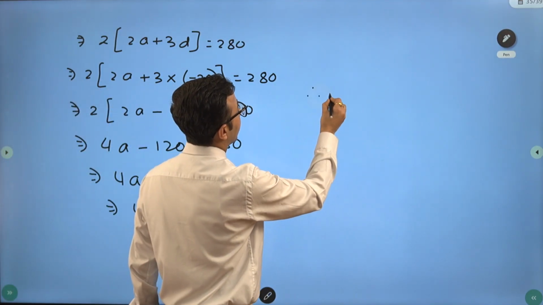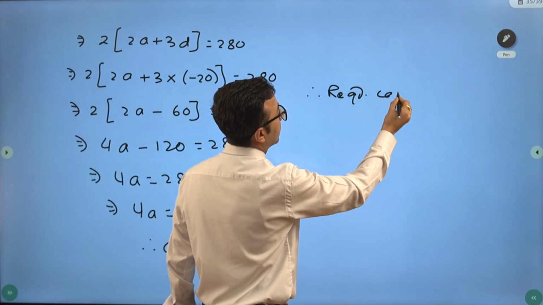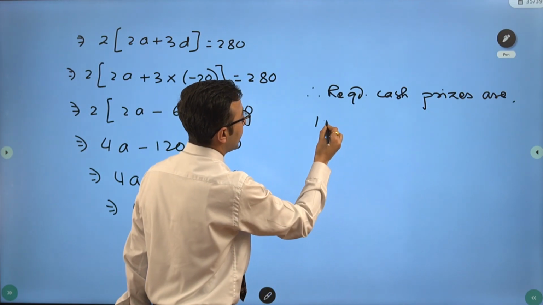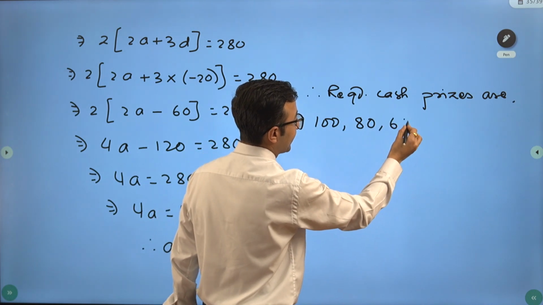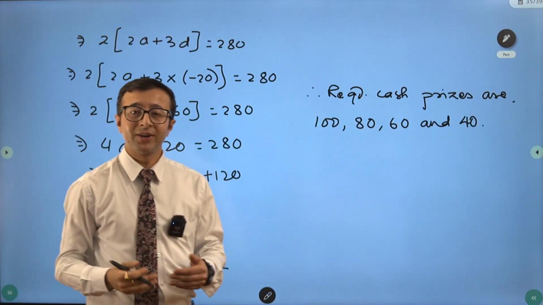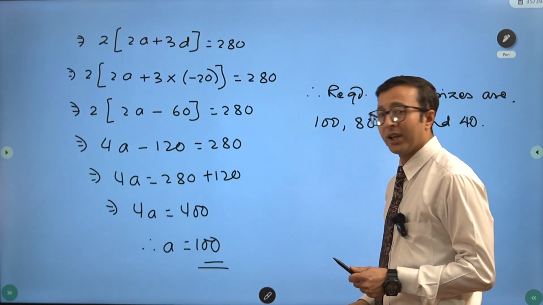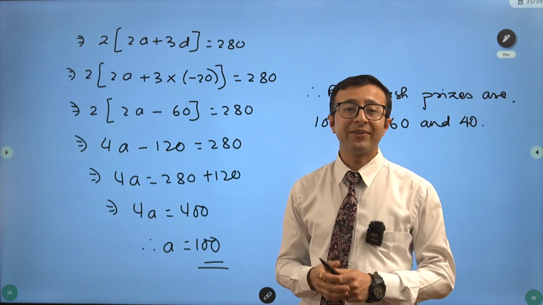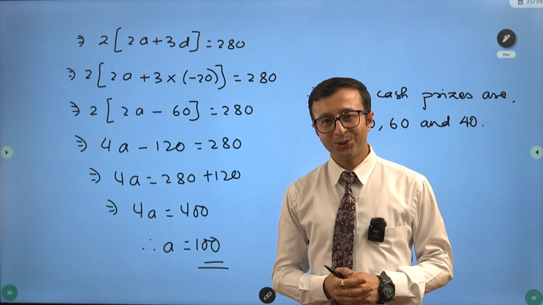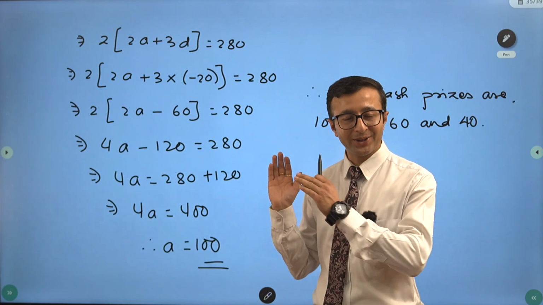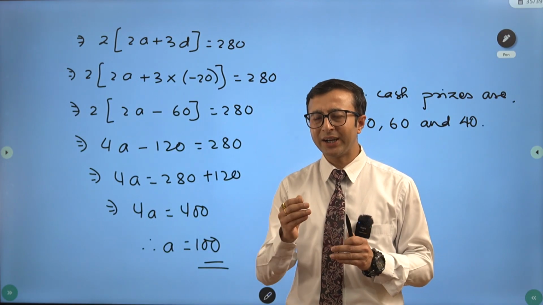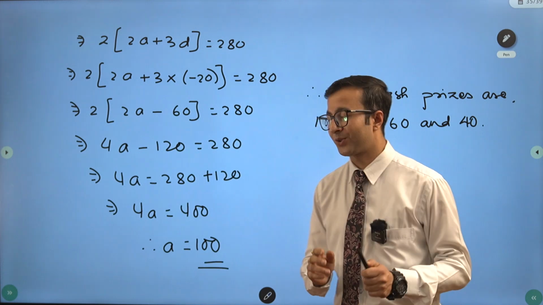Therefore, the required cash prizes are 100, 80, 60 and 40. This is also one of the most important questions that we have already seen in previous years in board examinations. And one similar type of problem is in your book also: 700 rupees should be divided into 7 cash prizes. But don't think that 100 should be divided equally, because this problem is based on academic performance. So definitely the second will be getting a quite lesser amount than the one getting the first.